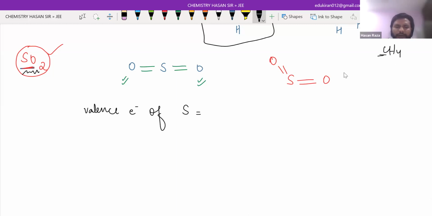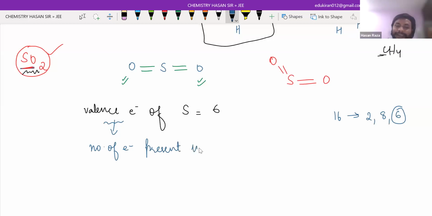Okay, I asked the question. What is the valence electron of sulfur? 6. That's good. You can easily calculate. If you know the atomic number, which you should know, it is 16. The first shell has 2, the second shell 8, the third shell has 6 electrons. Valence electron is the number of electrons present in the last shell. So you can say 6.